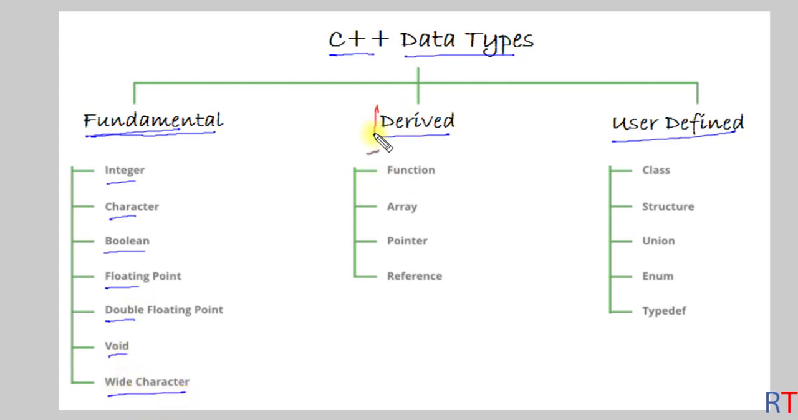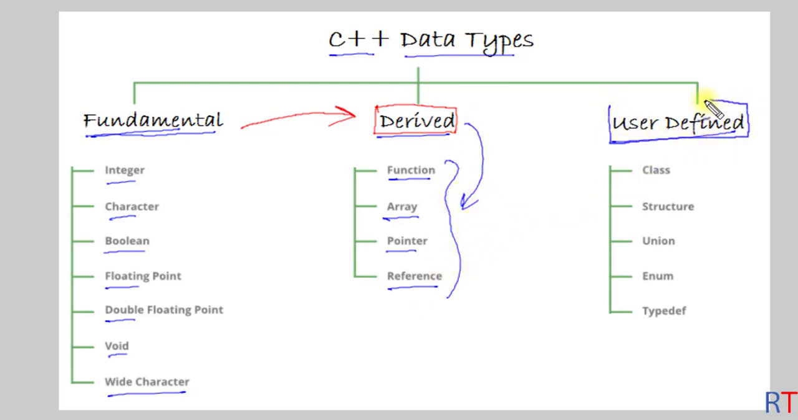The derived data types are those data types that are derived from the fundamental data types. For example, function, array, pointer, and reference are examples of derived data types. Next we have the user-defined data types. These data types are defined by the user. For example, class, structure, union, enum, and typedef are examples of user-defined data types.